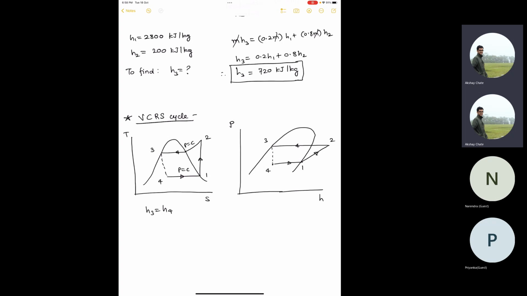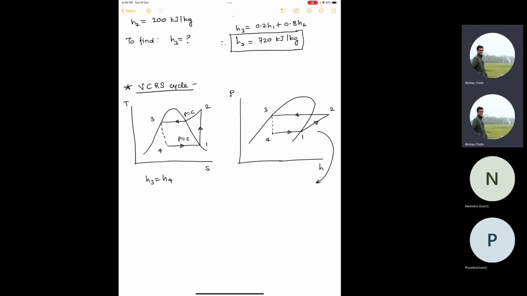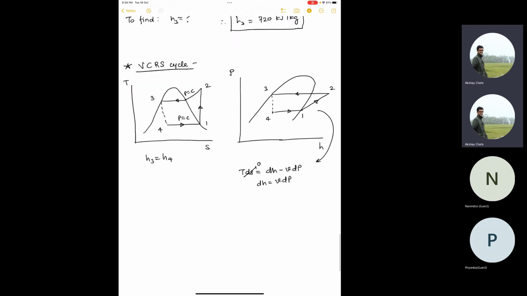One more question that is commonly asked is why the slope of the 1 to 2 line is positive on the pH plot. So you have to use the TdS equation, dH minus VdP. 1 to 2 is an isentropic compression, so dS is 0. So dH is VdP. So dP by dH, which is the slope of this line, is 1 by V, which is greater than 0. So the slope is positive. So therefore it should be like this. So that is one question.